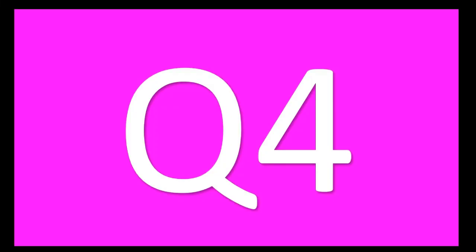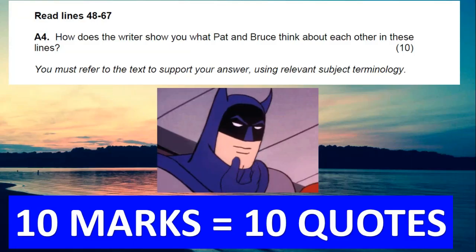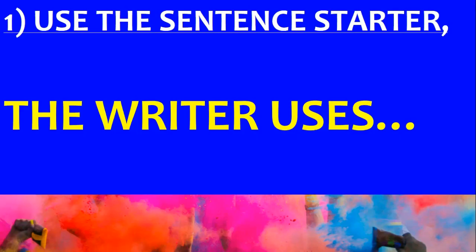So question 4, we're going to go back to question 3, but we're going to look at question 4 because it's another how question. This one is, how does the writer show what Pat and Bruce think about each other? Use relevant subject terminology. It's a 10 mark question, so we're going to go for 10 quotes.